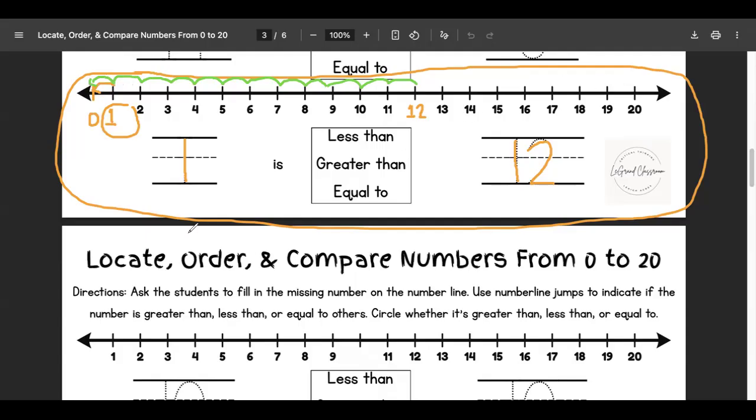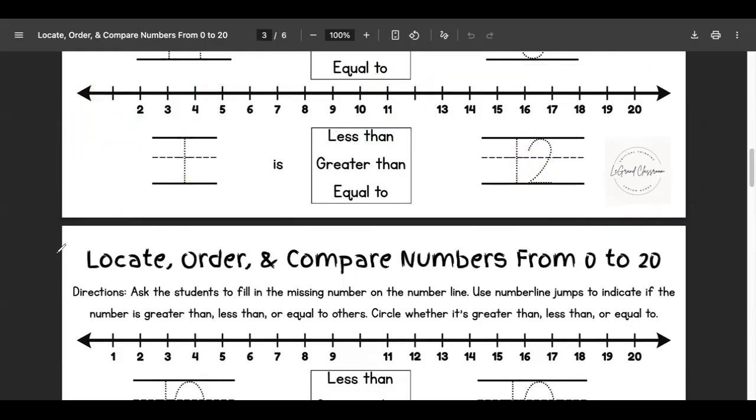You can also say, let's say I offered you one bubble gum, right? And then I offered the next person 12 pieces of gum. Who has more? 12 or 1? 12 has more. Because 12 has more, that means that 1, the number 1, is less than 12.